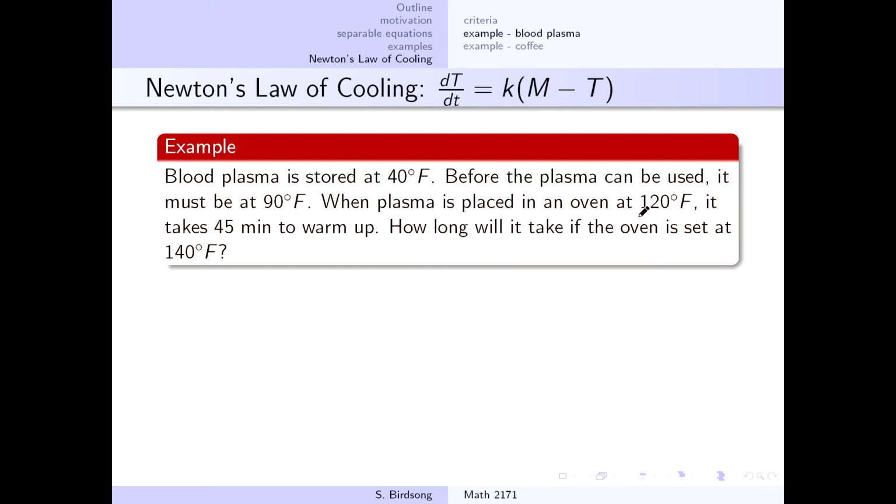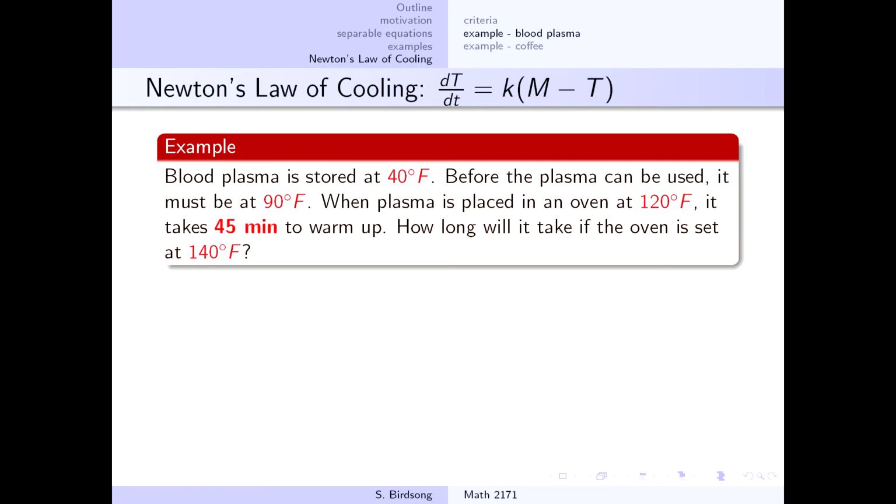The oven's set to 120 degrees Fahrenheit, and it takes 45 minutes to warm up in that situation. So what we want to know is what happens if somebody raises the temperature on this oven. I'm hopefully thinking a microwave here of some sort. What if they raise the temperature of this oven up to 140 degrees Fahrenheit? In other words, how long would it then take to warm up the blood plasma? And hopefully, intellectually, you're thinking of this logically, and you're thinking to yourself, shorter than 45 minutes. The question, of course, is how much shorter?